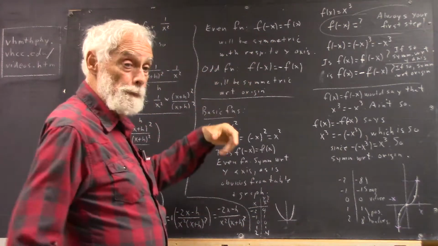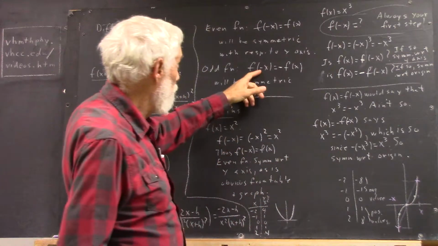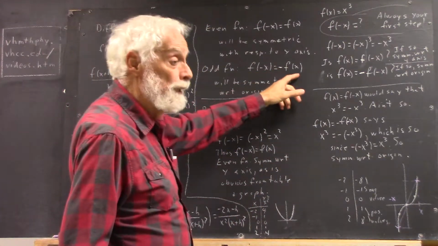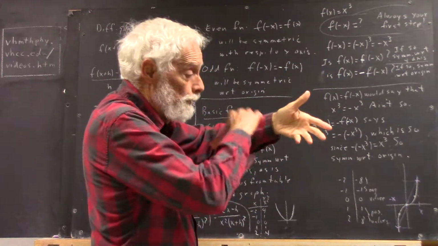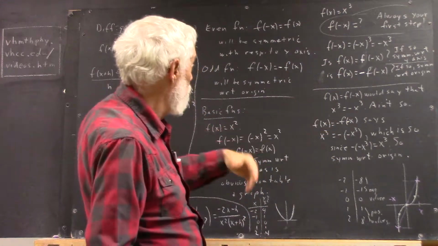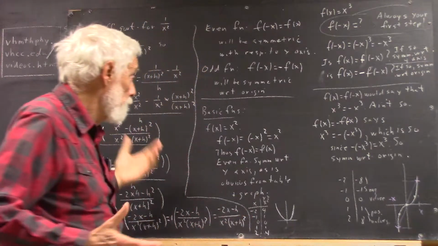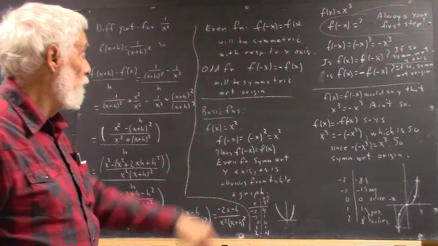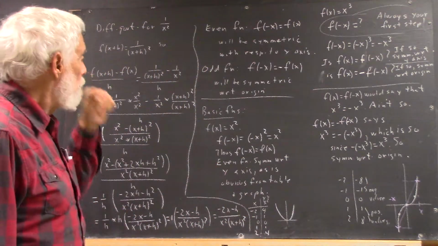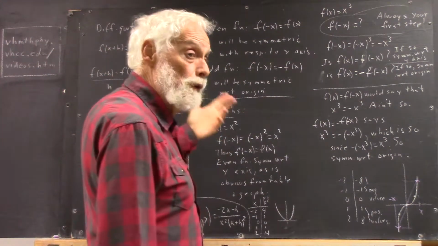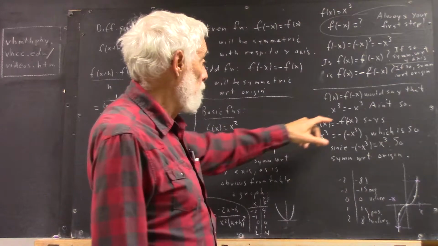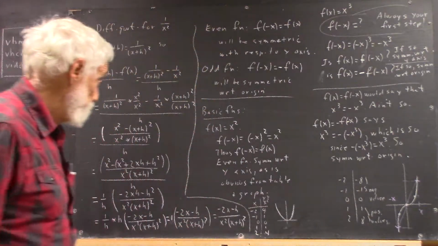An odd function is just the opposite. F of negative x would equal negative f of x. That way, what you have up here gets flipped over, and that's what you have down here, as, for example, for an x cubed function, and we'll show that in a minute. Okay, so we do the tests for two of our basic functions, the x squared and x cubed functions.